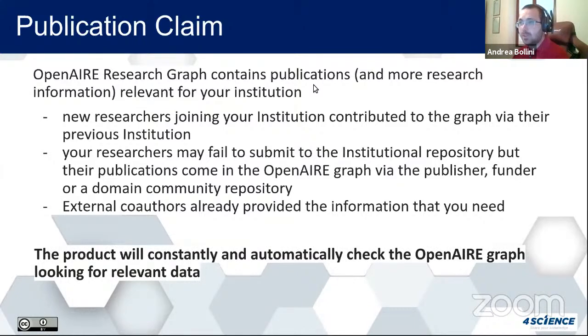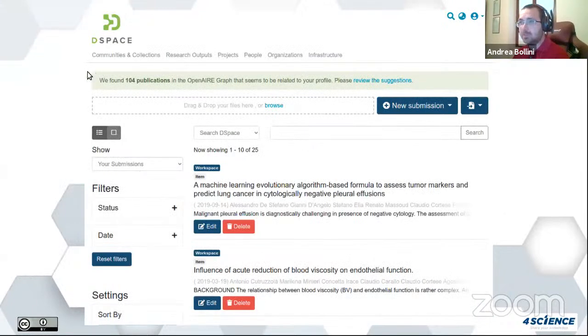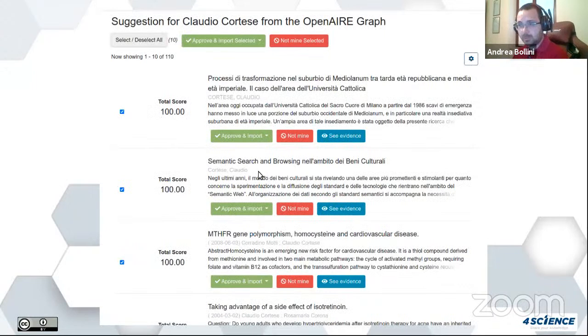In this example, you see that a researcher that logs in to the repository is prompted with information that additional publications have been found in the OpenAIRE graph about him. So he can just review the suggestion, get the detail of the publication that has been found, and confirm or reject some of these suggestions, and get this data immediately imported into the repository. They can be imported in bulk so that they can check more than one publication to be immediately imported, or rejected.